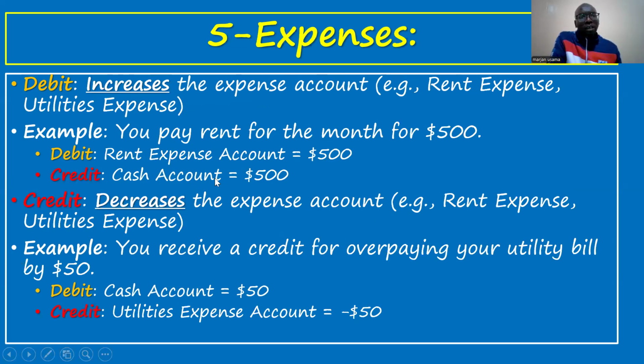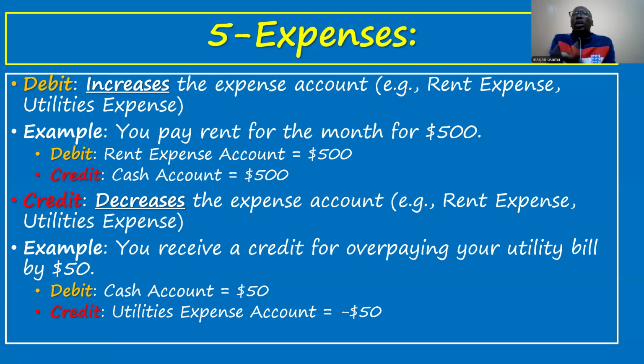Then lastly, you have the expenses. If your expenses increase, you debit. If your expenses decrease, you credit. So here in this case, you pay rent. When you are paying rent for the month for 500. So in this case, you have to pay the rent. It is increasing. So you pay the rent, you debit 500 and you credit 500.